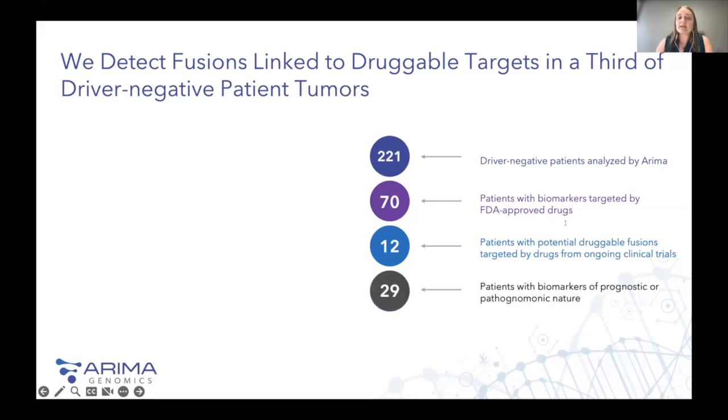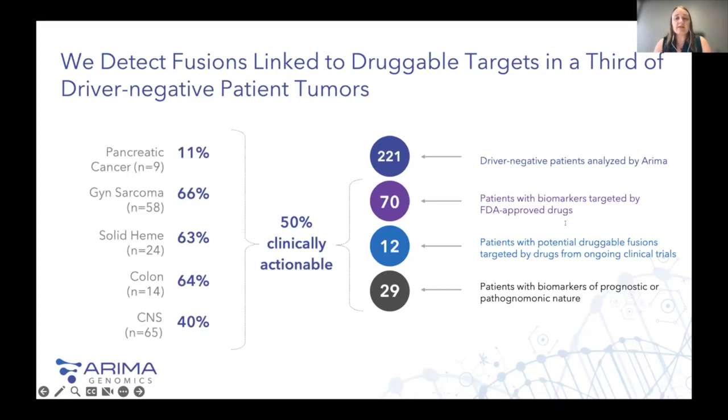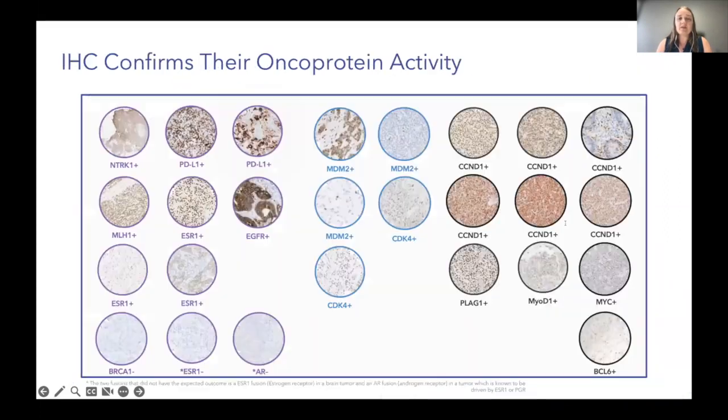And in another 29 samples, we identified biomarkers with diagnostic or prognostic utility. So in total, we've identified biomarkers in 50% of the driver negative samples that could be clinically actionable. Although, as you can see here, the success rate varies depending on the tumor type. We've further tried to validate those results in as many samples as we can using IHC. And in the vast majority of those cases that we've tested, we are actually able to confirm their oncoprotein activity, just like we saw in the PDL1 example.